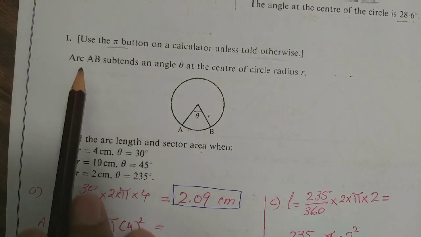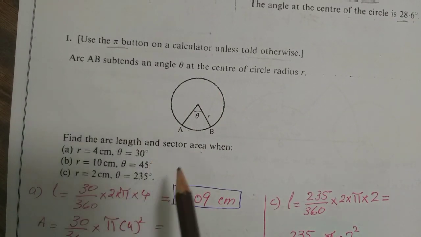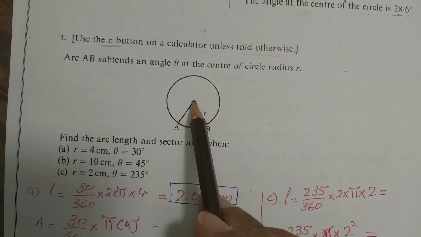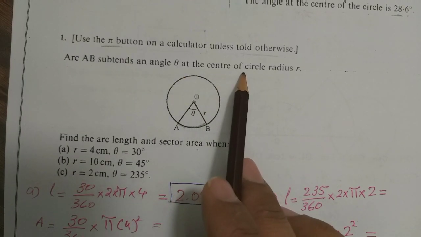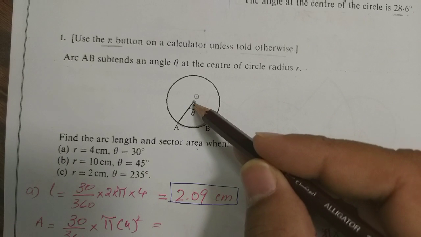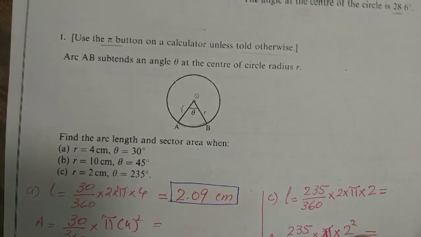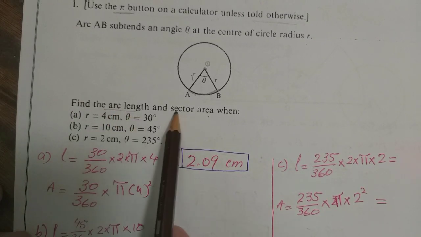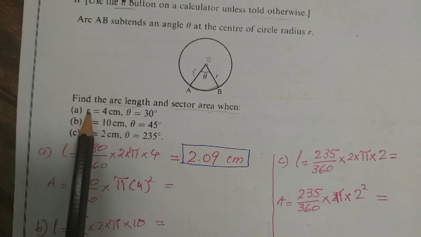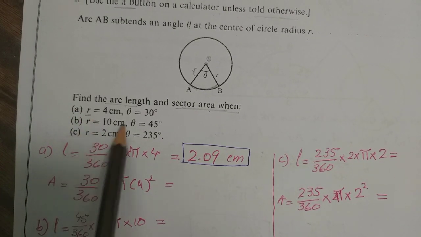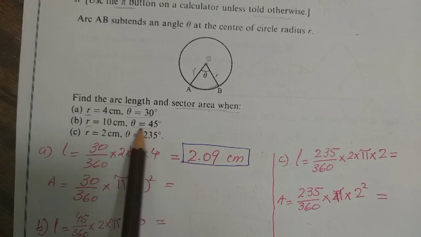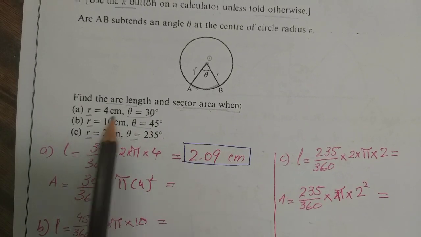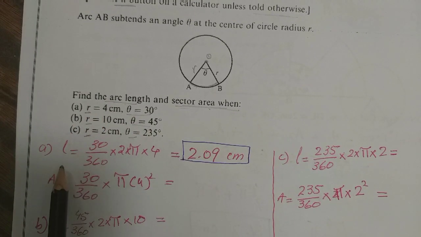And this is the circle, with an arc AB, subtended at the center of the circle by an angle theta, with radius r. This is the center, this is the radius, and this is the same radius. Now the question is to find the arc length and the sector area. We are given three parts, A, B, C. We are given r and theta in each, so we need to find the arc length and the sector area. If you understand the first part, you can do the rest.